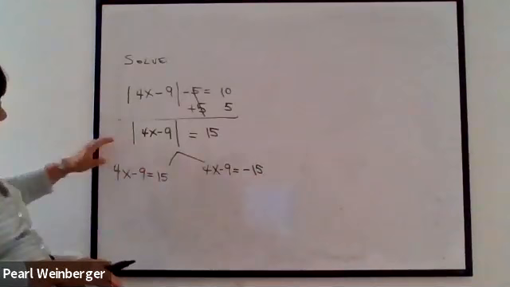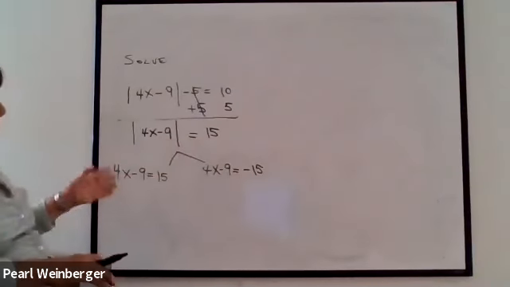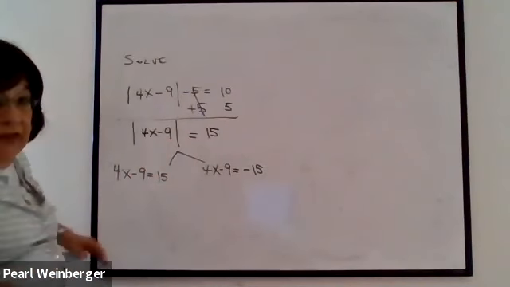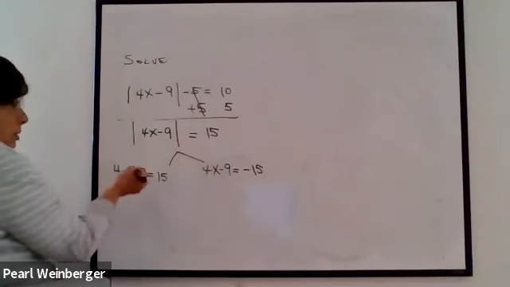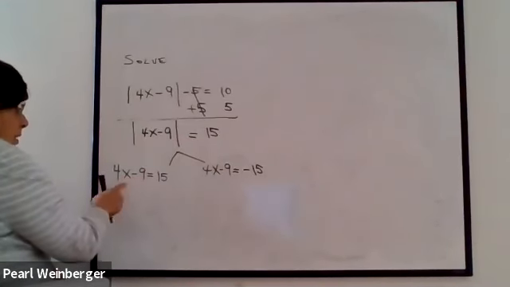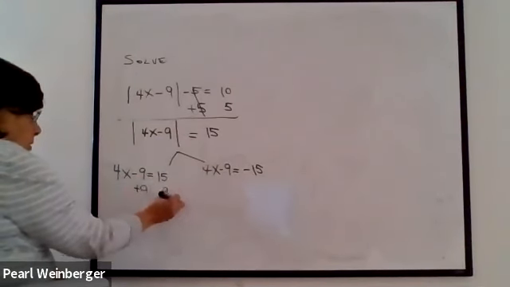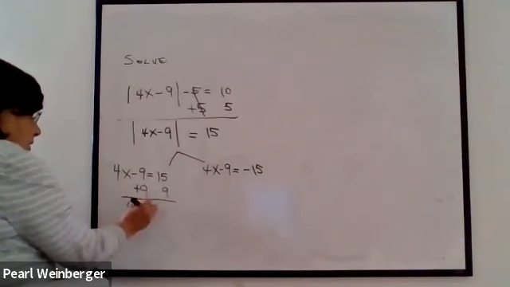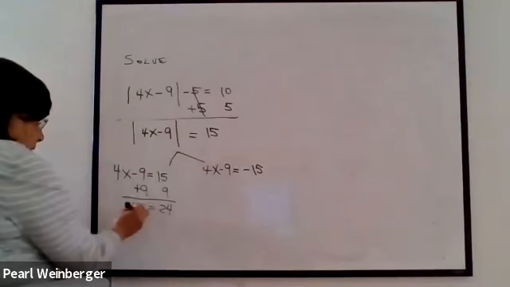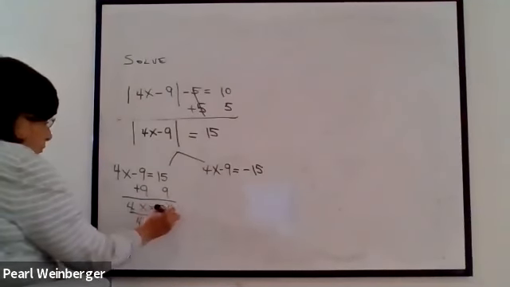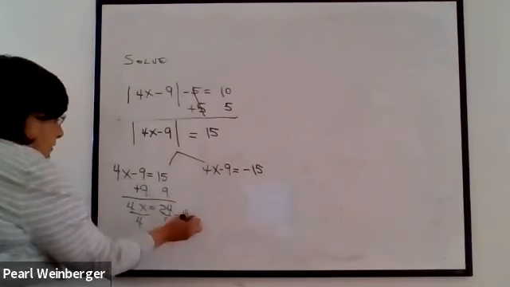But in this case, the left side of the equation is the same for both, which means the steps involved in solving these equations are pretty much equivalent. Over here, I'm going to add 9 to both sides, which will give me 4x equals 24. And then I'll divide by 4, so that I'll get one answer being 6.